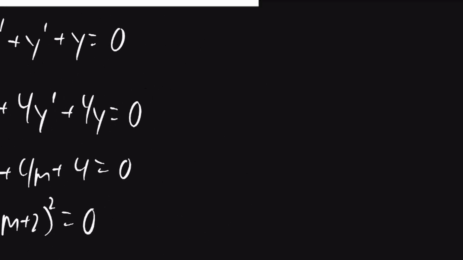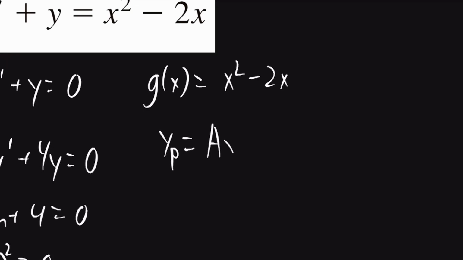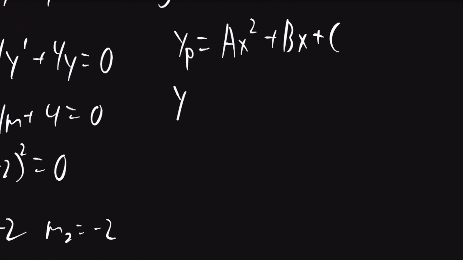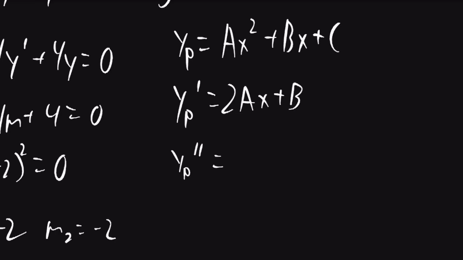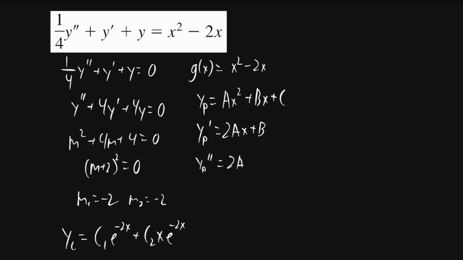We can now find the particular solution. G of x is equal to x squared minus 2x. So yp is going to be equal to ax squared plus bx. And we also need to account for the constant, so we'll add c. We can now take the derivative of yp. Yp prime will be equal to 2 times a times x plus b, and yp double prime will be equal to 2 times a.